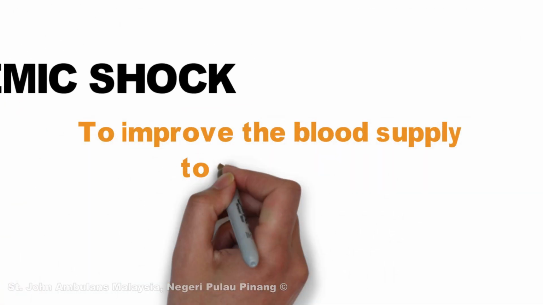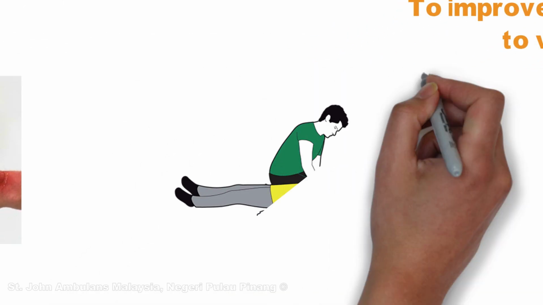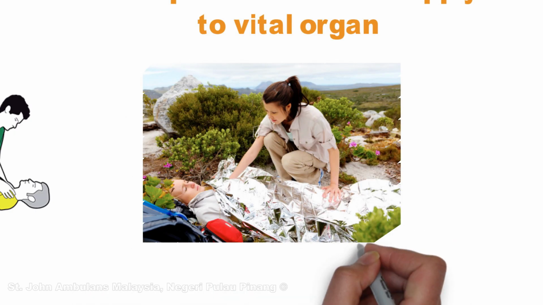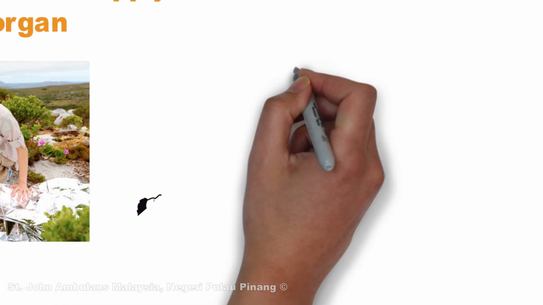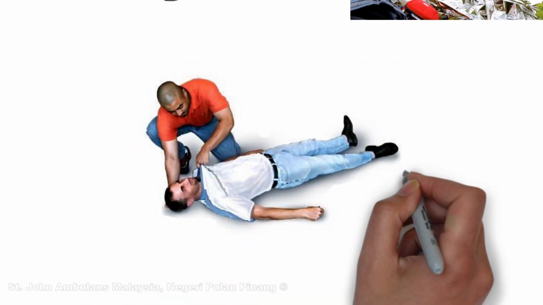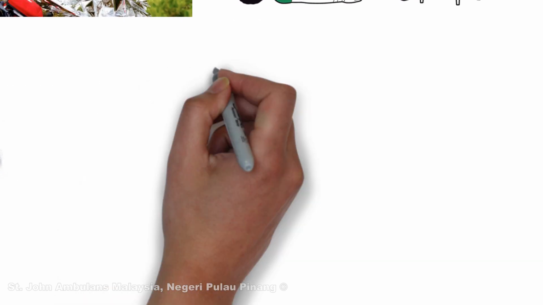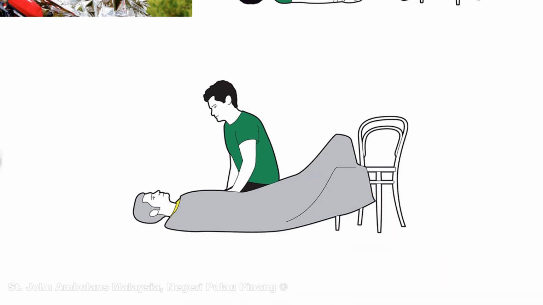Secondly, improve the blood supply to the brain, heart and lungs by helping the casualty to lie down on a rug or blanket if there is one, as this will protect him from cold. Raise and support his legs above the level of his heart to improve blood supply to the vital organs. Loosen tight clothing to reduce constriction at the neck, chest and waist area. Keep the casualty warm by covering his body and legs with a blanket.